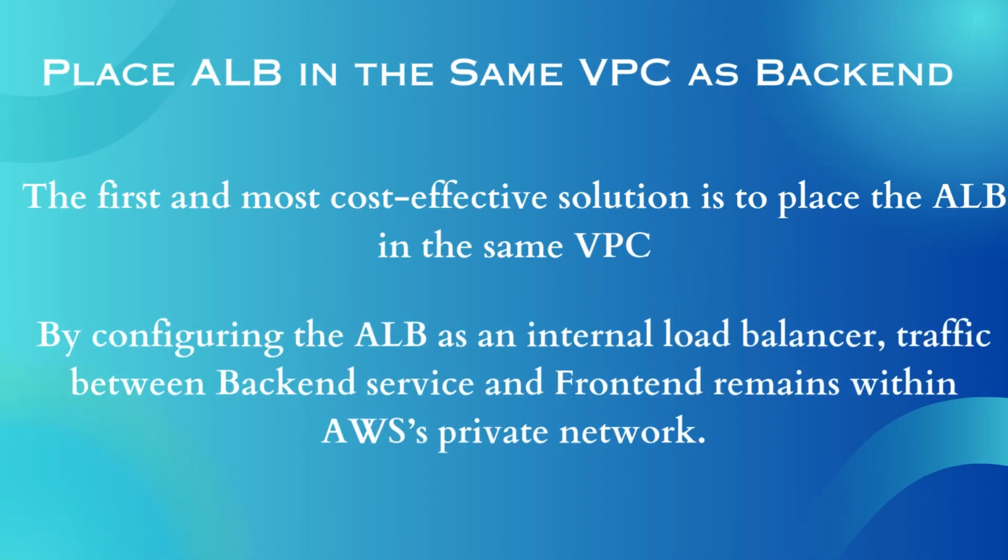So the first and the most cost effective solution is to place the ALB in the same VPC where we have the backend. By configuring the ALB as an internal load balancer, the traffic between the backend and the front-end service remains within the AWS private network. So this eliminates the need for the NAT gateway and reduces both the latency and the data transfer. To implement this, simply change the ALB scheme to internal when creating or updating it.